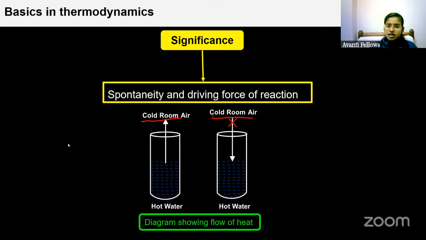So it shows the flow of heat from the container to the room, but not from the room to the container. The heat is flowing from the container to the room, but the heat cannot come back to the container again. So something is acting as a driving force here for this to happen. The cold room air cannot come inside the hot water. So this is significance number 2.